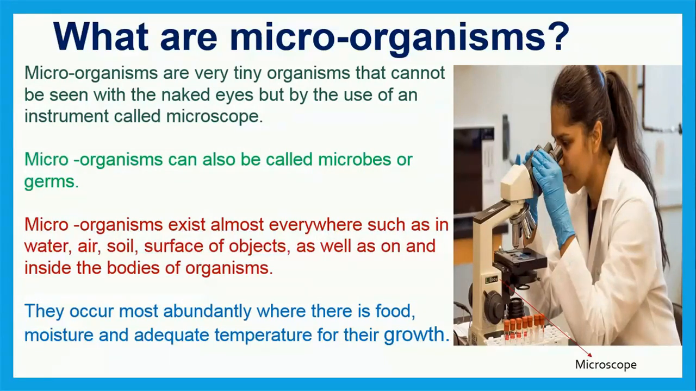Now, microorganisms exist almost everywhere, such as in water, in the air, in the soil, on surfaces of objects such as clothes, rails, metals, and so on, as well as on and inside the bodies of organisms. So, microbes can be found in the ear, in the mouth, in the nose, in the eyes, on a palm, on the skin, and even inside the body. They occur most abundantly where there is food, moisture, and adequate temperature for their growth. So when you have food, water, and warmth, microorganisms will definitely be in such a place.